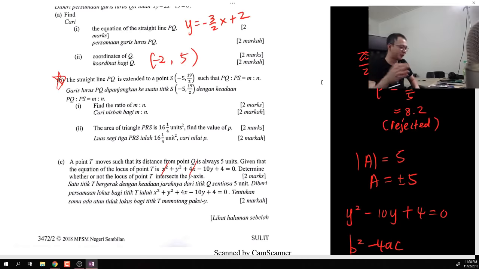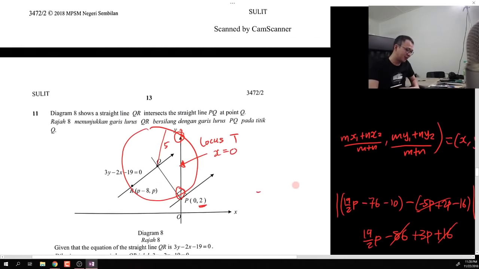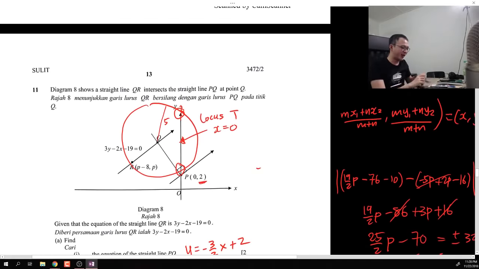x is equal to 0 because just now they wanted to know whether this curve, this circle, intersects with the y-axis or not. The y-axis means x equals 0.